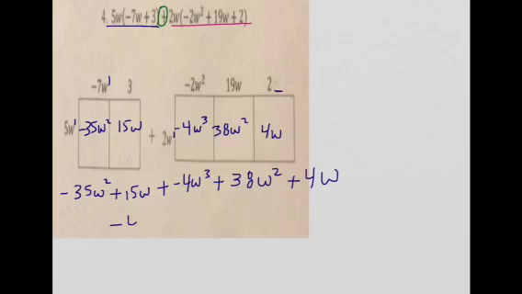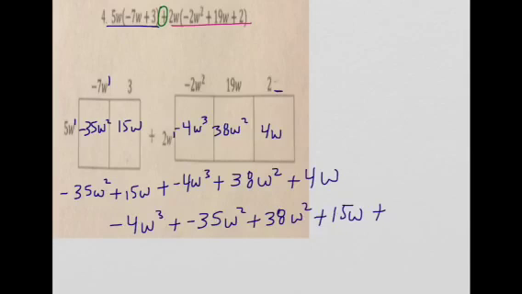So this is going to be negative 4w cubed plus negative 35w squared plus 38w squared plus 15w plus 4w. So we're going to have negative 4w cubed. When I combine my w squareds, I get positive 3w squared. And when I combine my w's, I get a positive 19w.